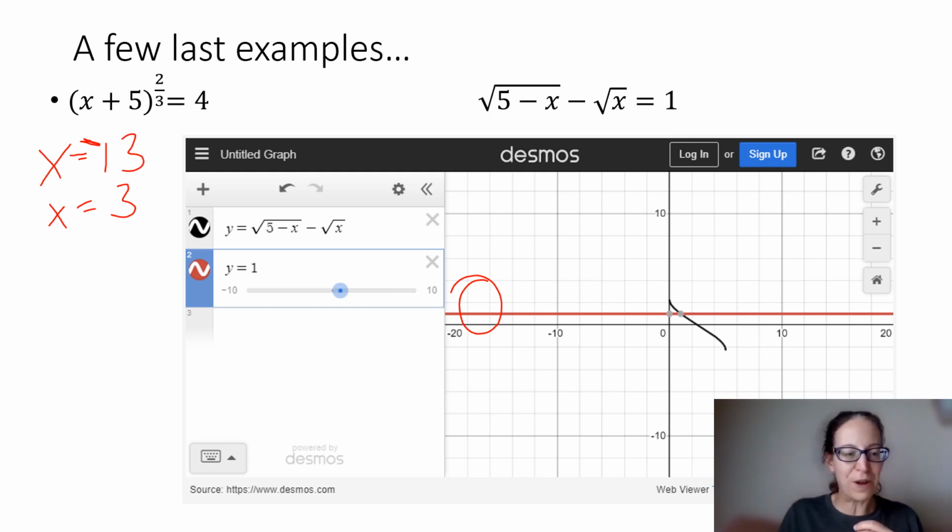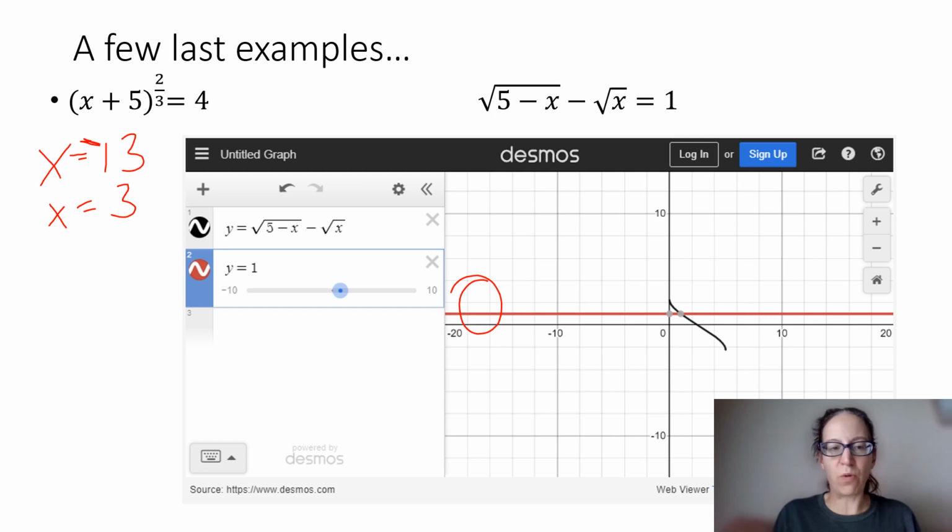So this is one that will generate an extra solution if you do it out by hand. So let's look at the square root of 5 minus x, minus the square root of x. Oh, and I forgot to put my y. y equals, there we go. Well, that's interesting looking.